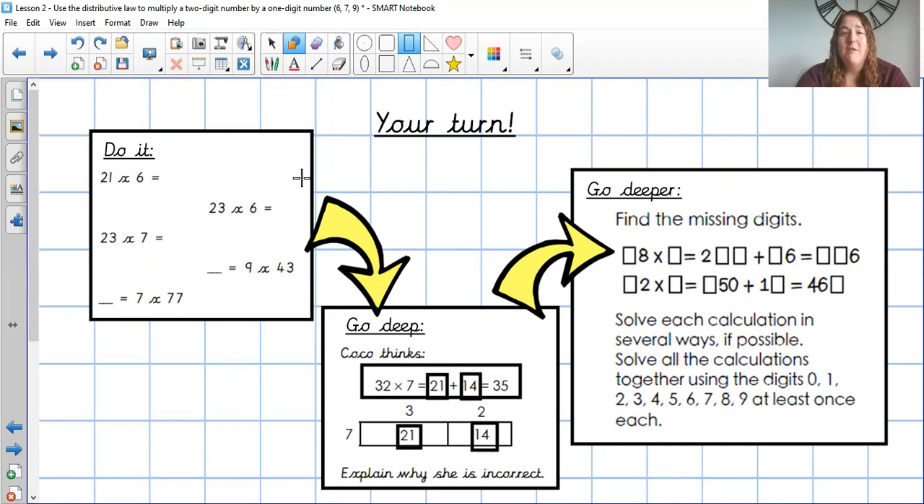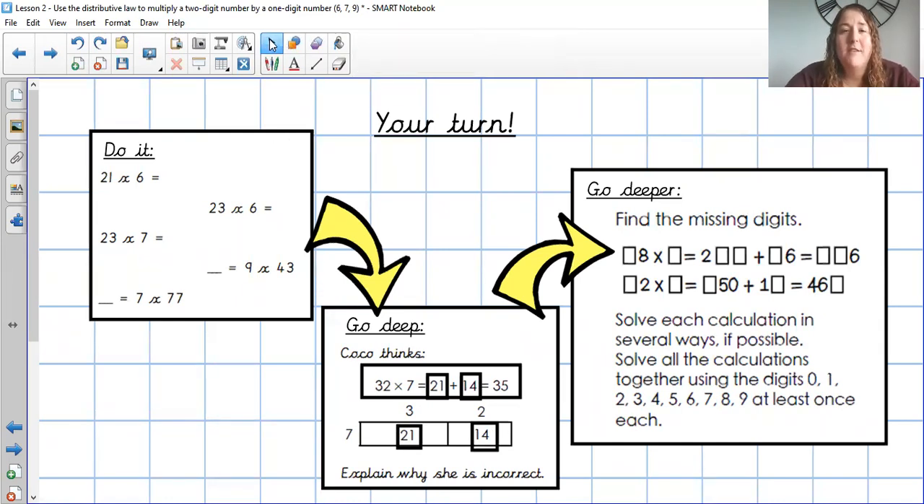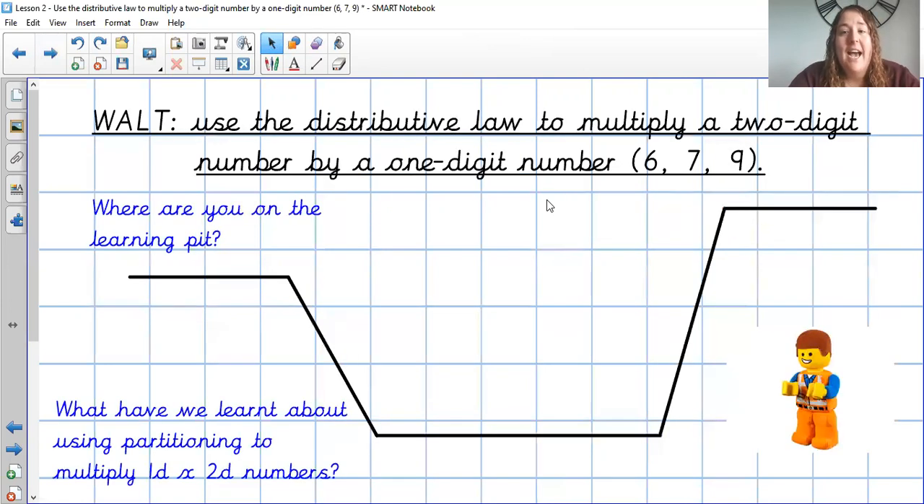Okay, huge well done for having a go at those today. Not the easiest, but hopefully you've used that knowledge from yesterday's lesson really well, and you've tried your best. That's all I can ask. If you'd like to send in your maths work today, that would be brilliant. And if you could add where you are in the learning pit for this distributive law method today, where we've partitioned, that would be brilliant.